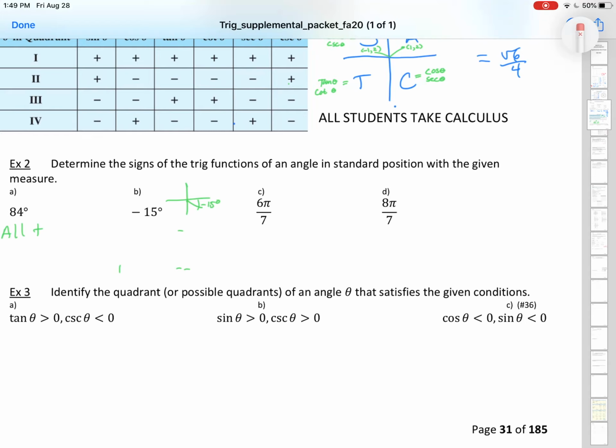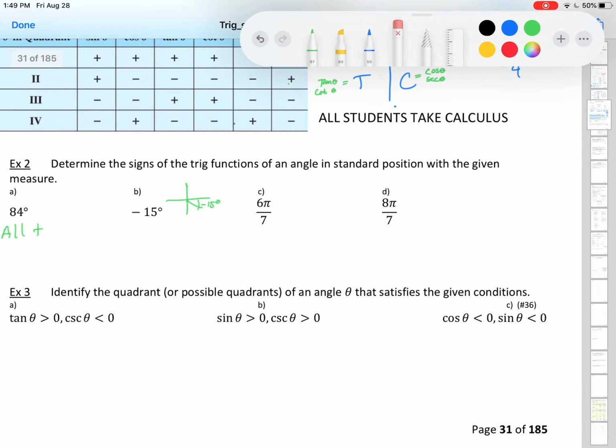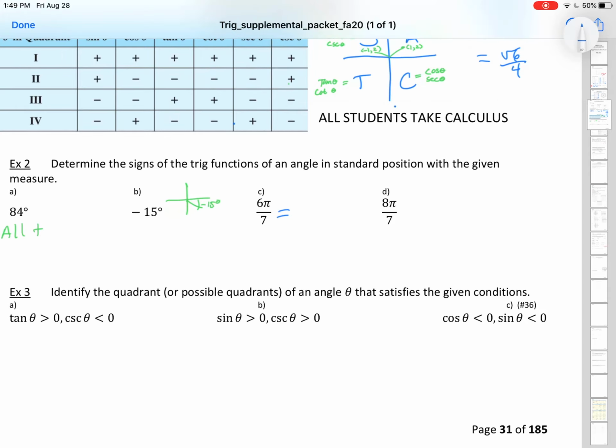So how about 6 pi over 7? And this is where radians really, really work. 6 pi over 7, you should know right away that that guy is in quadrant 2, or Q2 would be a better way to write that. But we are absolutely in the second quadrant. Why? Because where is 6 pi over 7? Really close to 7 pi over 7, but not quite there. So everything can be related to the pi measurements, and we are right here.